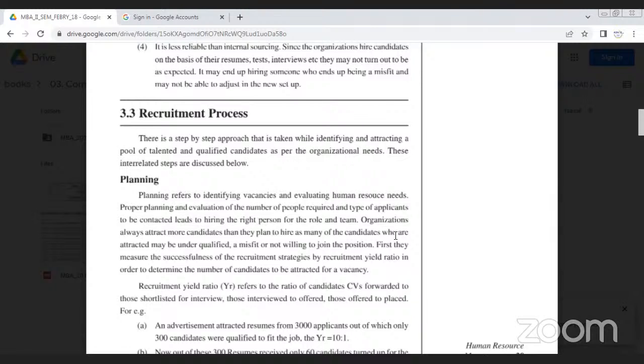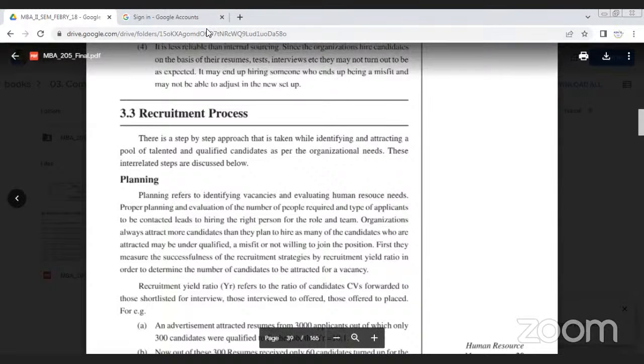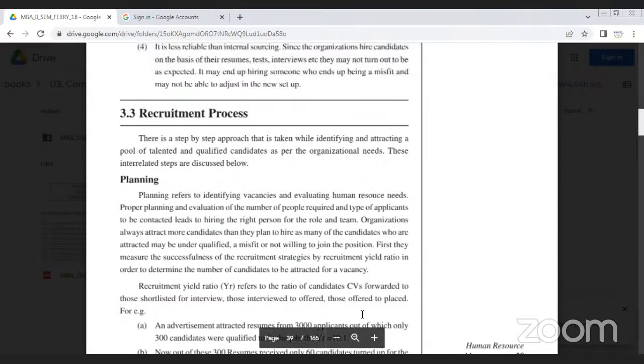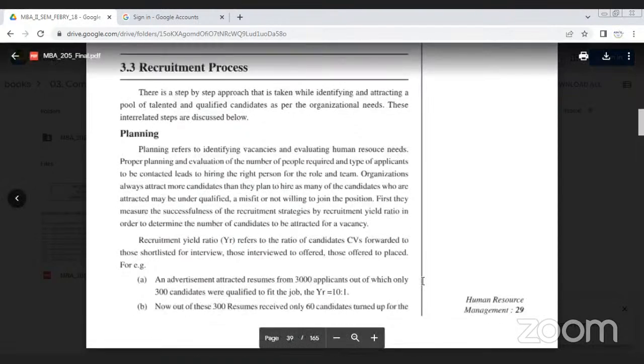Organizations measure the successfulness of recruitment strategies by the recruitment yield ratio in order to determine the number of candidates to be attracted for a vacancy. Recruitment yield ratio refers to the ratio of candidates' CVs forwarded to those shortlisted for interview, those interviewed to offers, and those offered to placed.